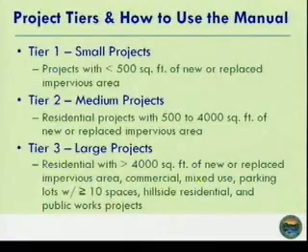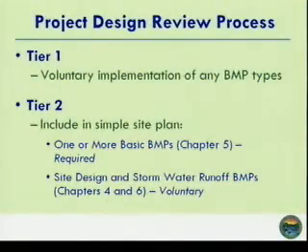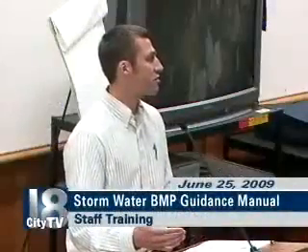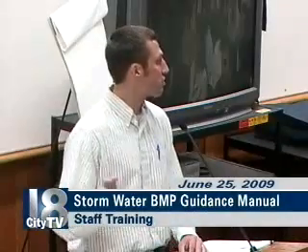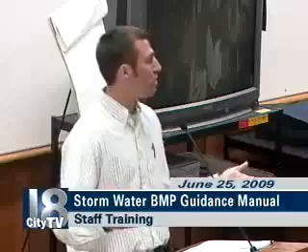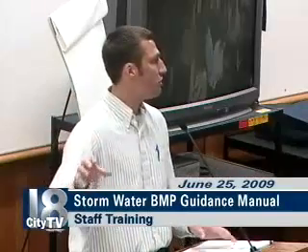Now, what are the requirements for each? Tier 1 is just complete voluntary implementation. These are the small projects that I described. Somebody's redeveloping or adding an addition on their house, and it's less than 500 square feet of imperviousness. It's voluntary. And I'm going to describe some of the measures because you're going to ask, well, what's voluntary? What are the actions? I'll describe some simple BMPs that anyone should be able to implement around their property.